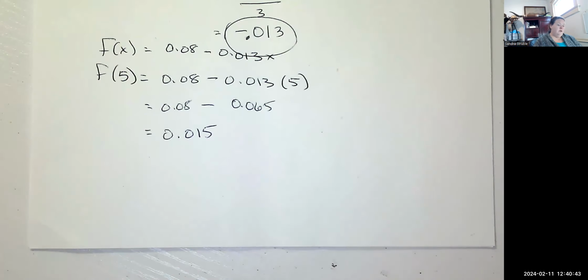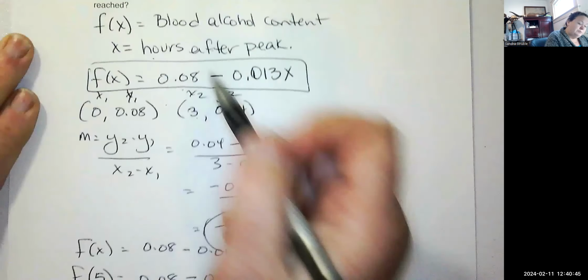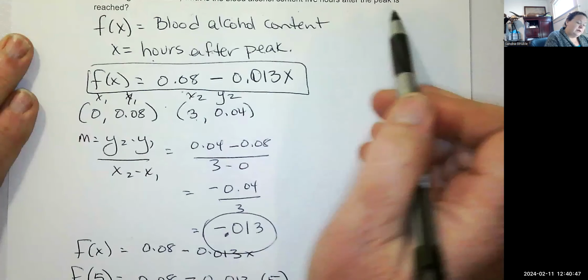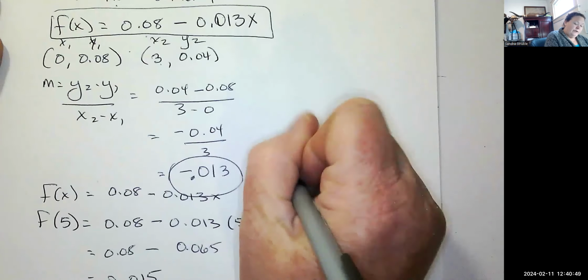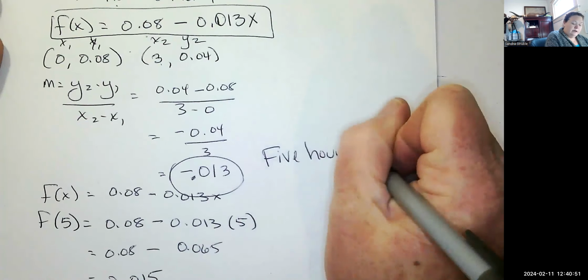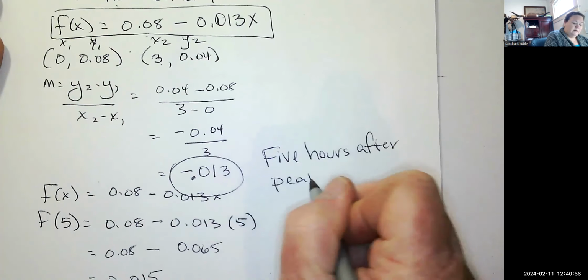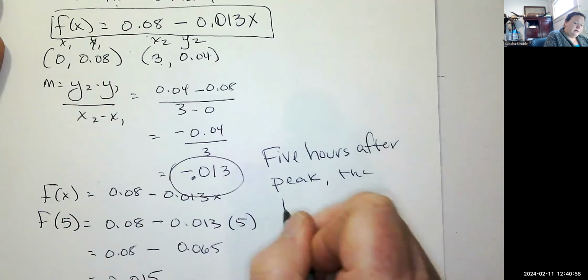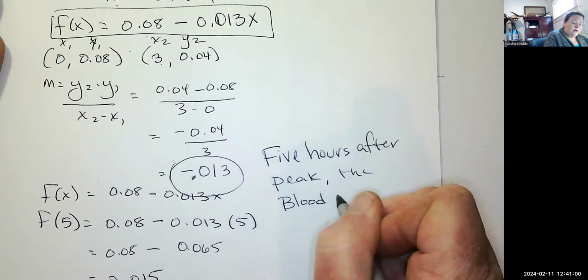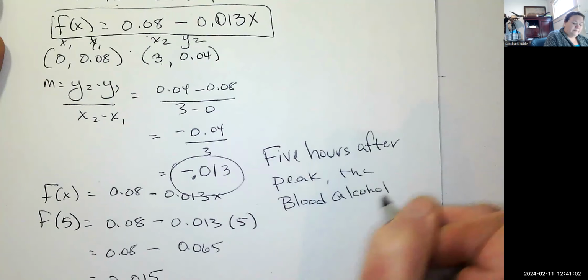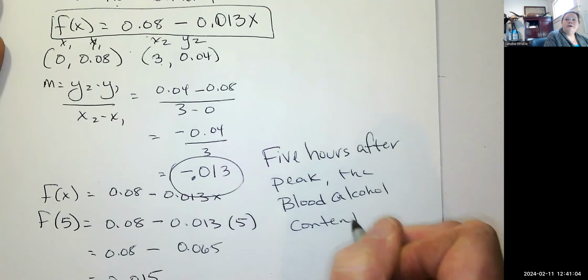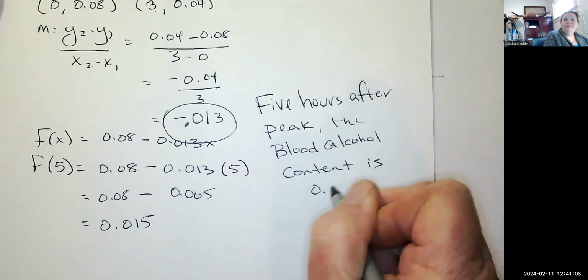All right, so let's answer that. According to the model, what is the blood alcohol content 5 hours after the peak is reached? So 5 hours after peak, the blood alcohol content is 0.015.